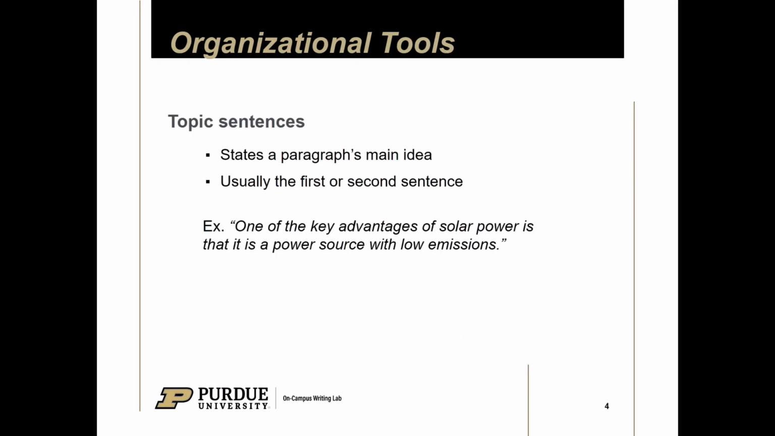A good topic sentence is one of your most powerful organizational tools. A topic sentence states the main idea of a paragraph. It's usually the first sentence in a paragraph, or it could be the second sentence if you have a transition first. In the example on the slide, "One of the key advantages of solar power is that it is a power source with low emissions."